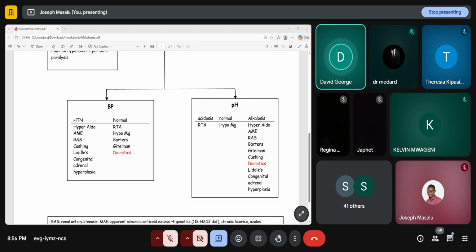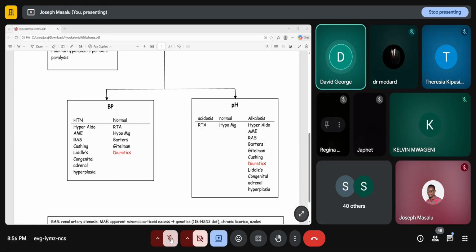Joseph, you're using 12 to 16, you said, right? The different cutoffs point in different directions. And of course, that is the other thing that I missed, that RTA needs to be normal anion gap, right? So yeah, I think I have to review more on acidosis.